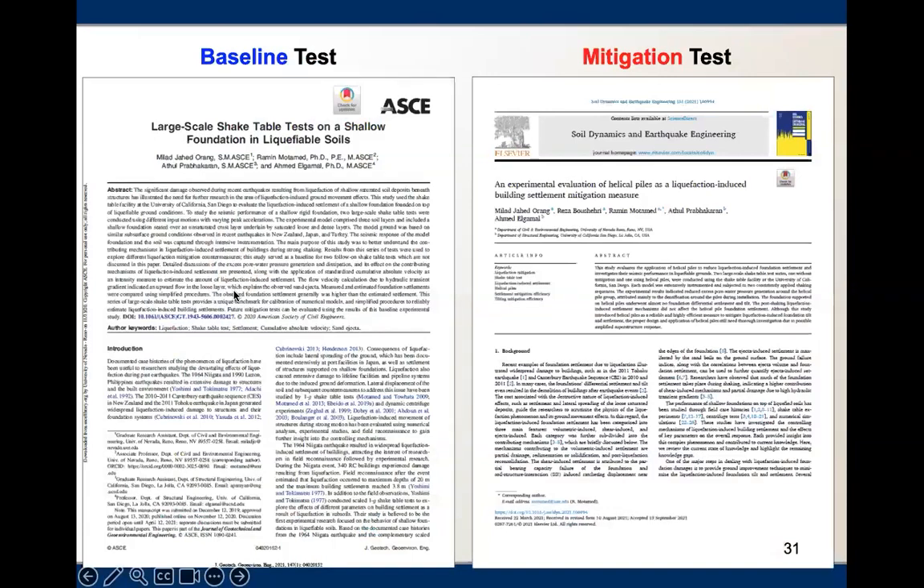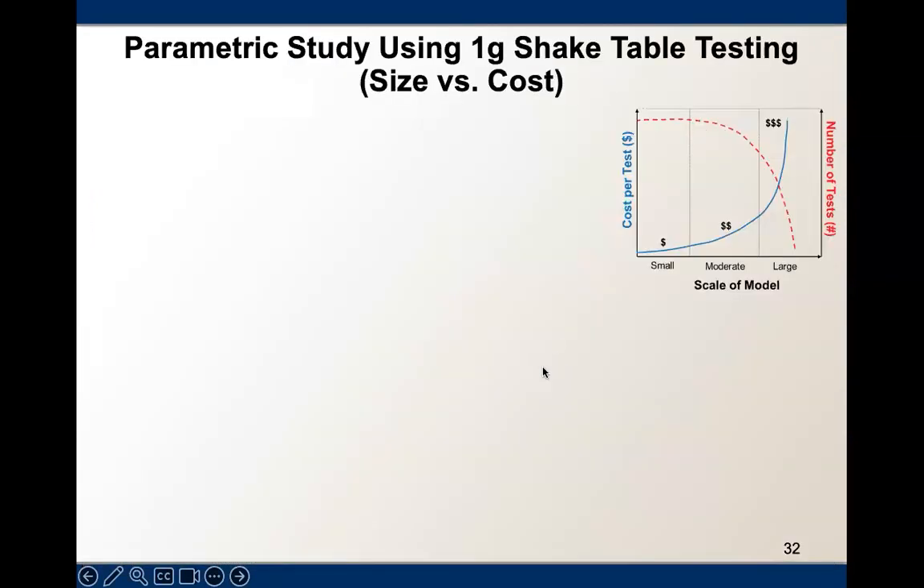For the sake of time, I only presented very limited data, but I wanted to mention that the baseline test results are well presented in a paper in ASCE on the left, and the mitigation test results are well documented in another paper in Soil Dynamics and Earthquake Engineering. Anyone interested in reading those papers and looking at all the results, feel free to reach out to me. I'll be happy to share the papers.